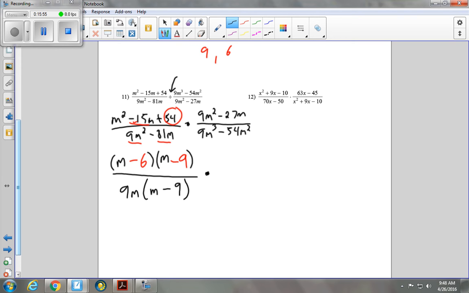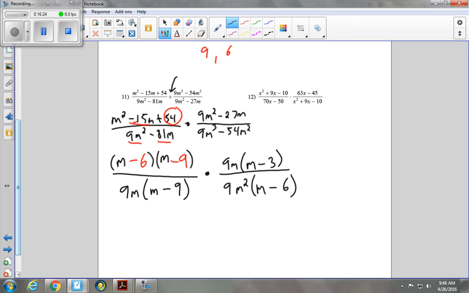Okay, let's do the top again. I'm going to factor out the 9M again. I'm left with m minus 3 over, what would the bottom be? What could I factor out? 9m squared, yeah, m squared. And I'm left with m minus 6.